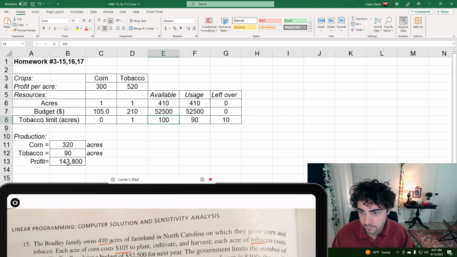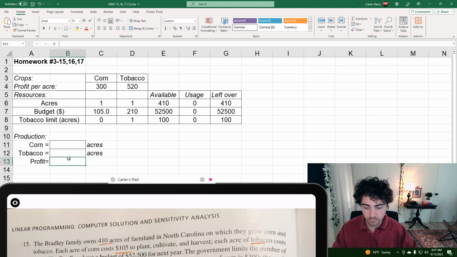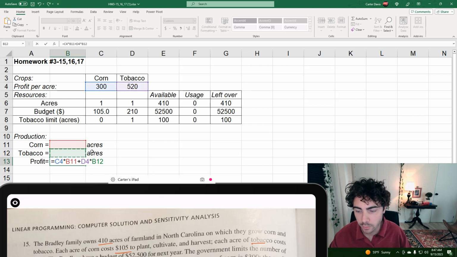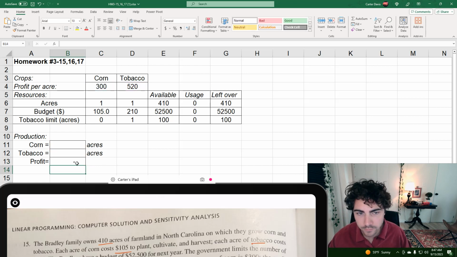So let's say we got rid of this, we got rid of that. This I probably should not have gotten rid of, but it'll give us a good practice because there was a formula there. The profit, what is the profit equal to? Profit is equal to the profit times the number of corn acres plus the profit of tobacco times the number of tobacco acres. So that's probably what was there before. Hit enter. We don't have anything right now, right?